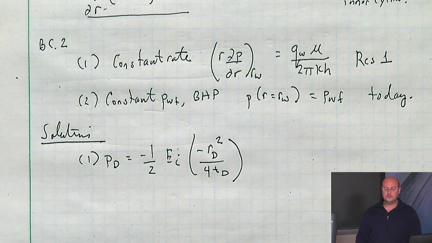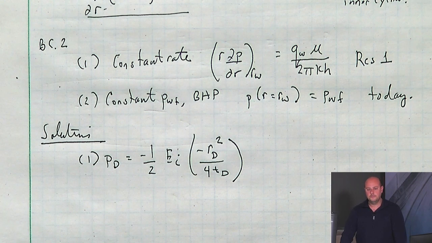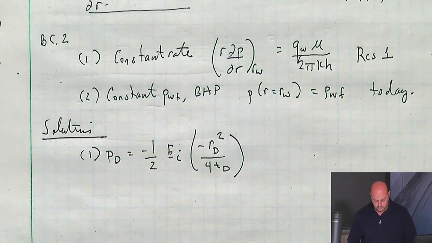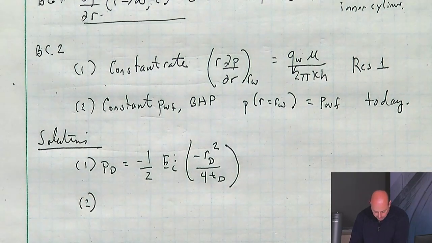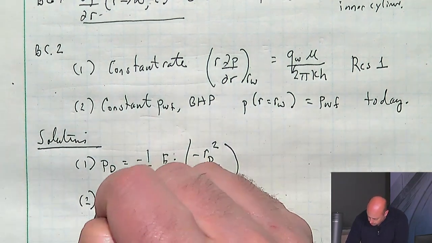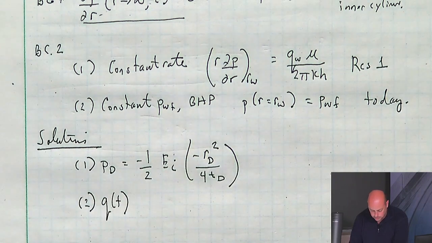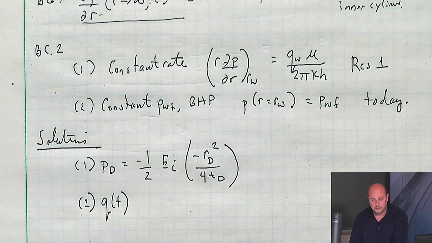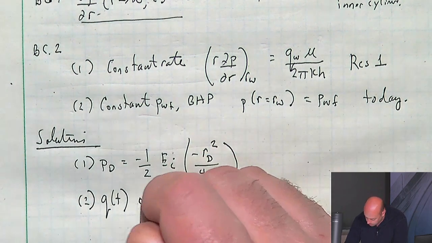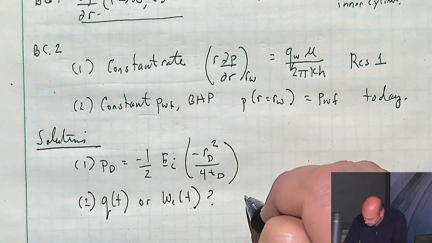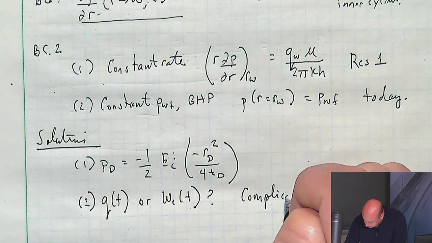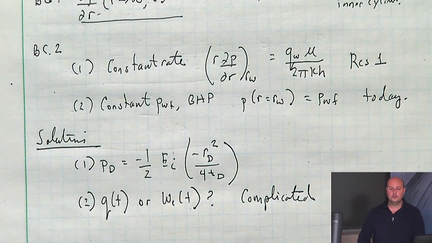But the truth is that this is the easier of the two solutions. That's one of the reasons why when I teach Reservoir 1, I teach that solution but not the other one. But I can't really get away in this class by avoiding it. So what is Q of T for a constant bottom hole pressure well, or constant pressure inner cylinder, or the integral of that, which is WE of T? Well, it's complicated. Okay, it's a little bit complicated.